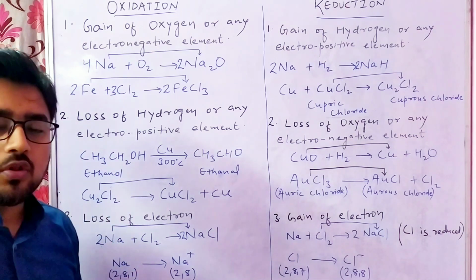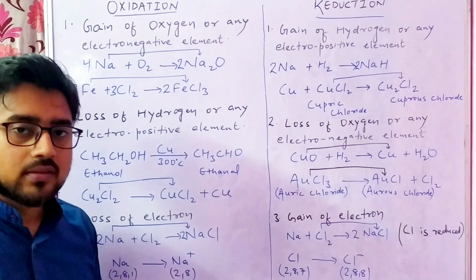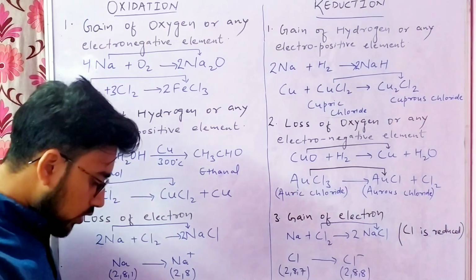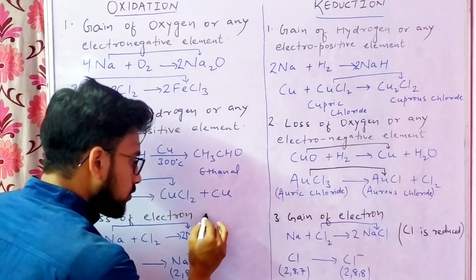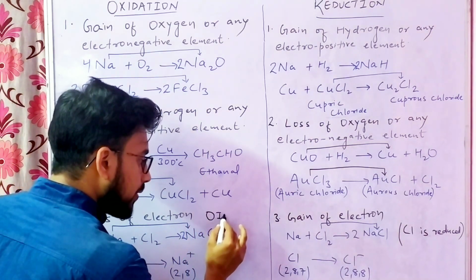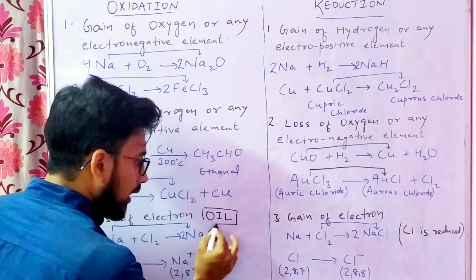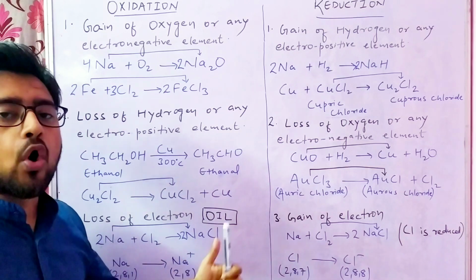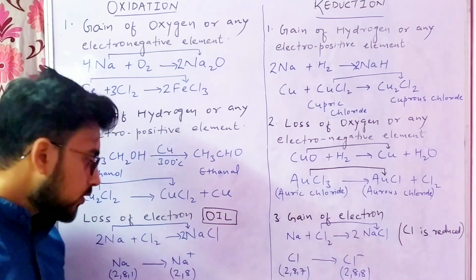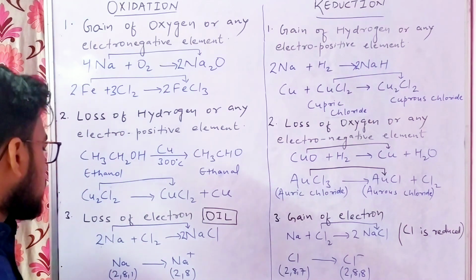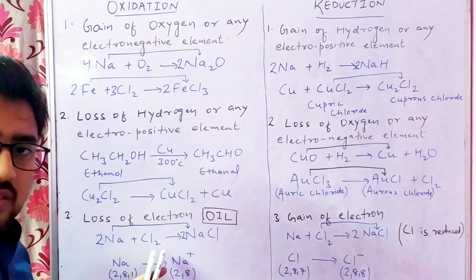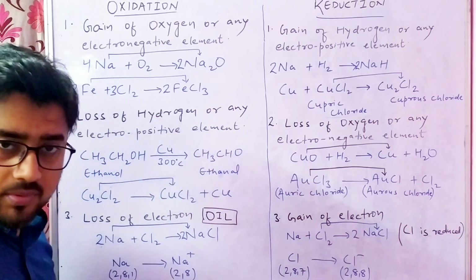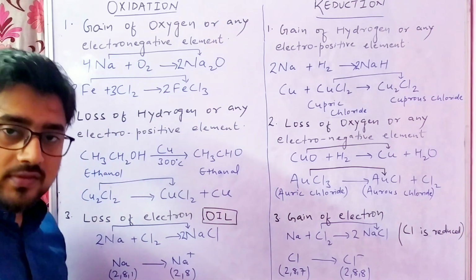Now let's talk about the third one, that is loss of electrons. Whenever there is loss of electrons taking place, you can say that oxidation is taking place. So oxidation is loss of electrons. That can be learned by a simple trick called OIL. OIL means oxidation is loss of electrons. See here, we have taken sodium plus chlorine reacting together to give sodium chloride: Na plus Cl2 gives NaCl.